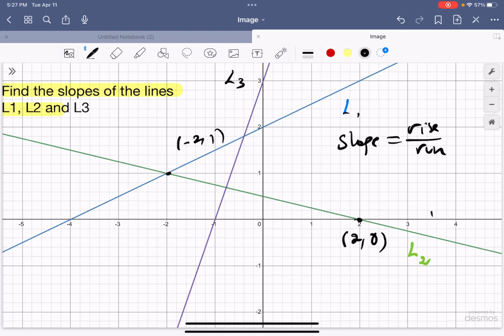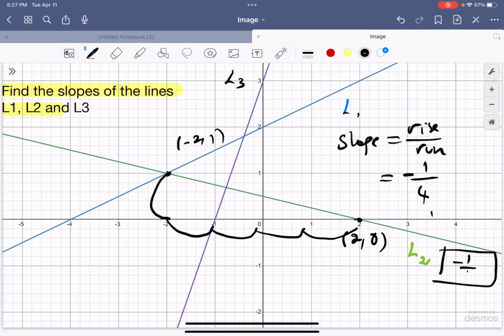So going from this point to this point, that means we're gonna go from (-2, 1) to (2, 0). So I'm gonna go down. It's not rising, it's going down 1. So when we're going down, that means negative 1 divided by running. So we have 1, 2, 3, and 4. That means negative 1/4. So when it's not rising, when it's going down, that means negative. So the slope for L2 is negative 1/4.